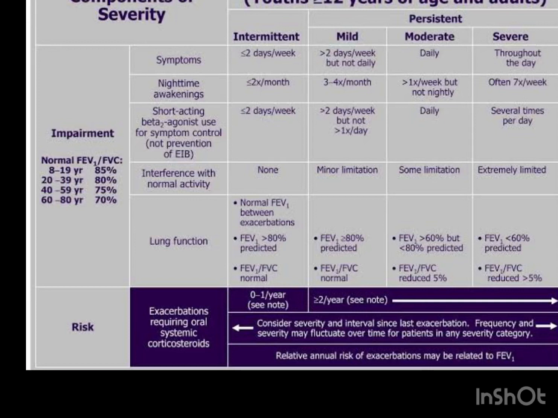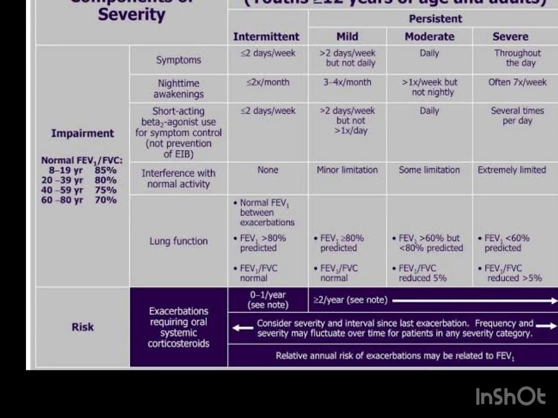In case of moderate persistent asthma, there will be daily symptoms and the use of beta 2 agonist will also be daily, and the nighttime awakenings will be more than once per week, and there will be some limitation in the normal activity of the person, and also FEV1 will be reduced. It will be less than 80%, but more than 60%, and the ratio of FEV1/FVC will also be reduced, but will be less than 5% reduction.